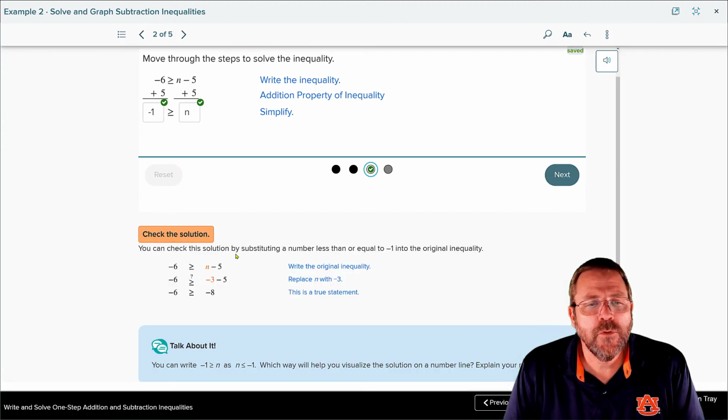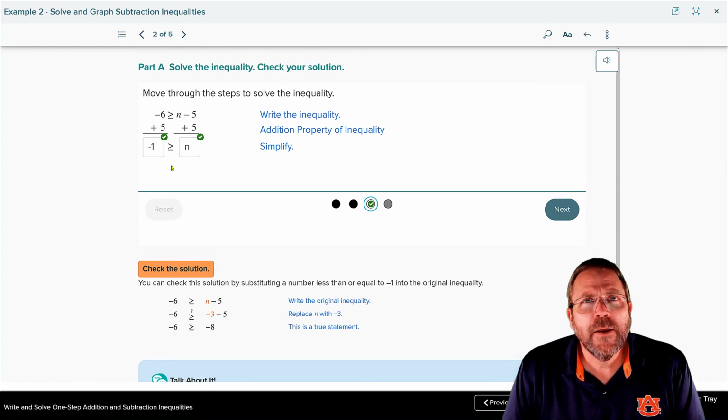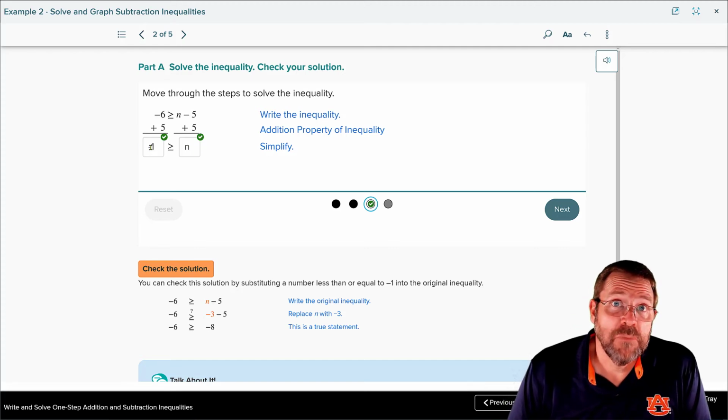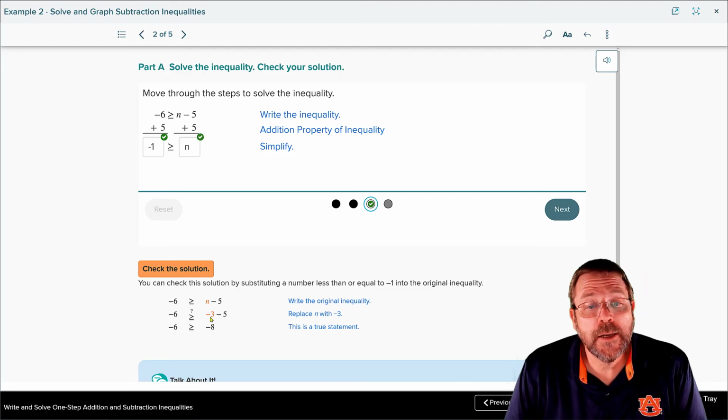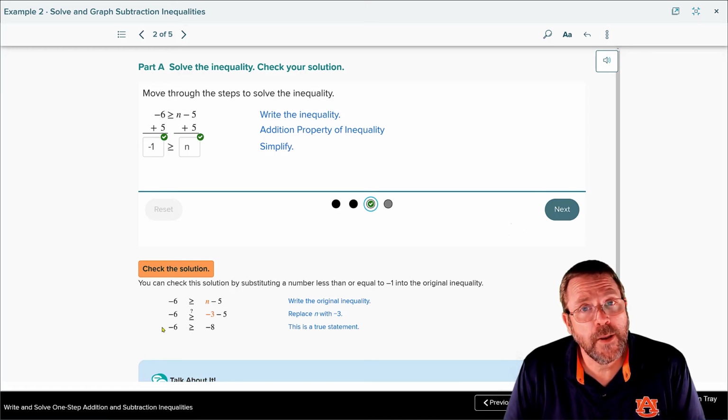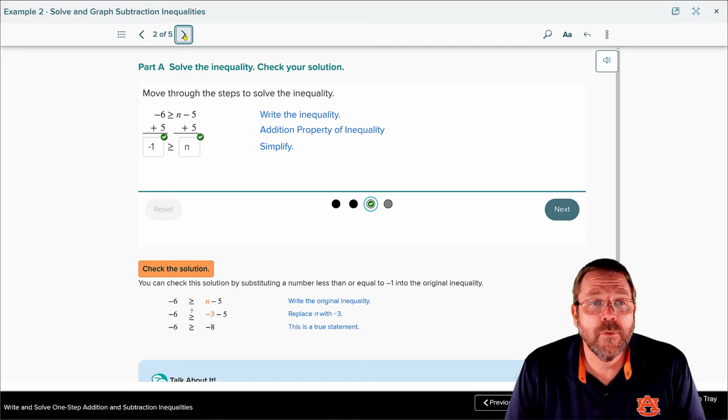Now to check that solution, you have to find a value that matches. So we want a number that is less than or equal to -1. A number less than -1 would be -2. They chose -3 instead. -3 minus 5 was -8. Is -8 less than or equal to -6? Think about how your number line works. It is. Therefore, that solution is going to be correct.